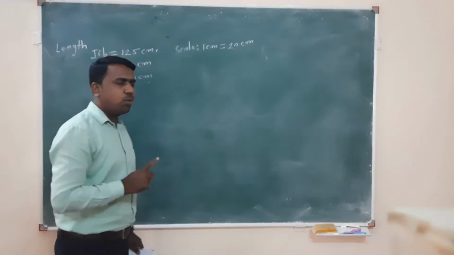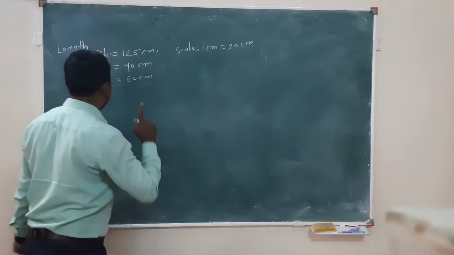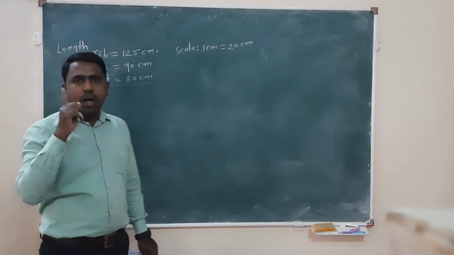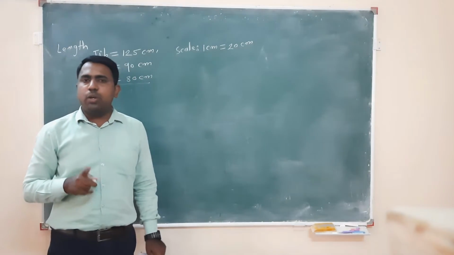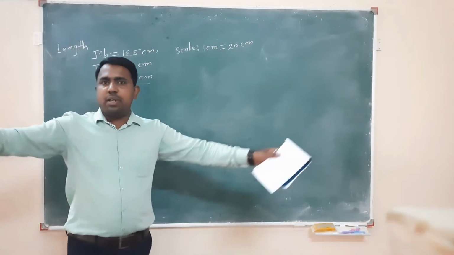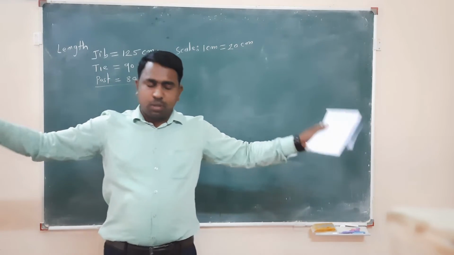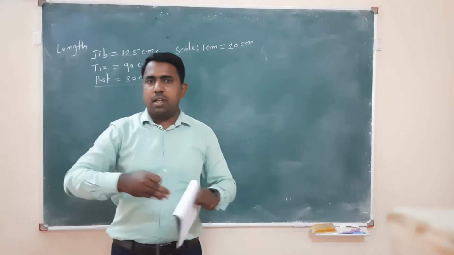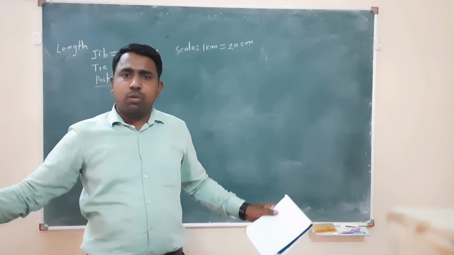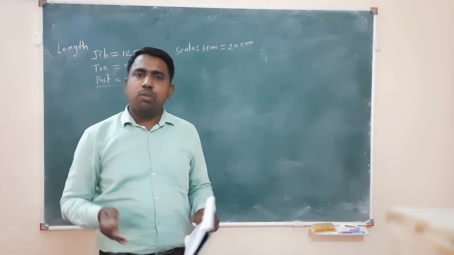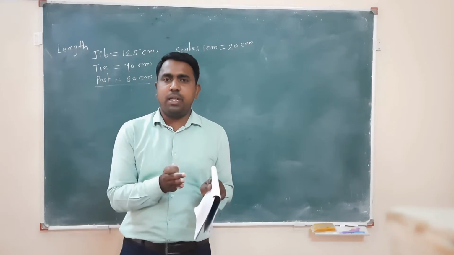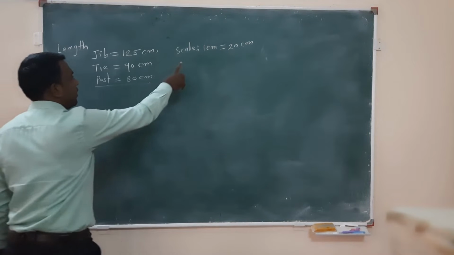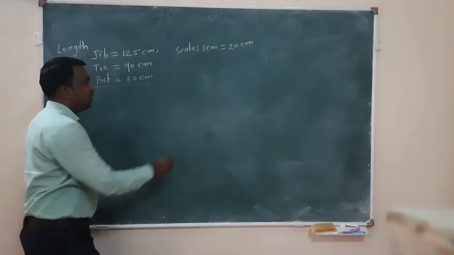Firstly we have to draw the vertical member, which is the post. The length of the post is 80 centimeters. As per the scale, 1 centimeter is equal to 20 centimeters. If we try to draw an 80 centimeter post on the notebook, that is not possible. That's why we consider the scale, to reduce it and draw it small. So here we are considering the scale 1 centimeter is equal to 20 centimeters.